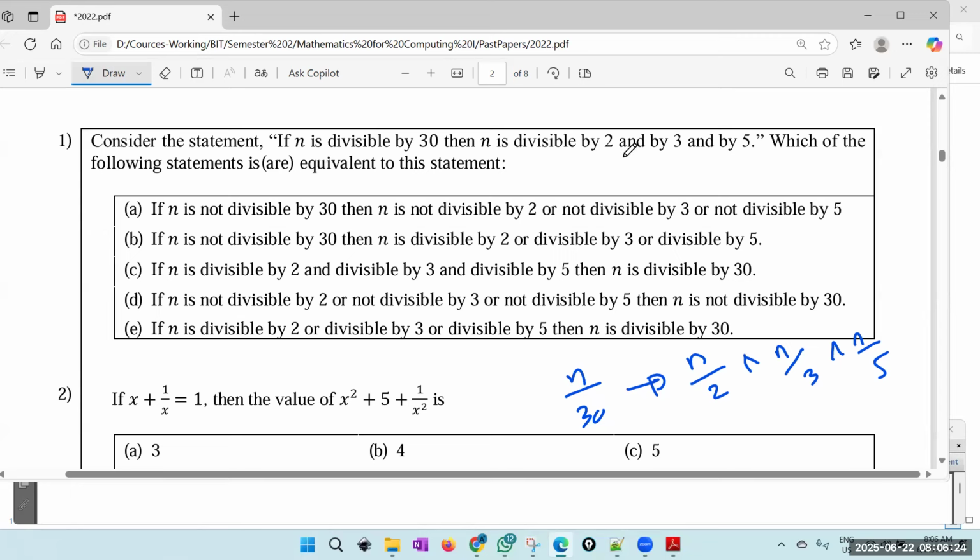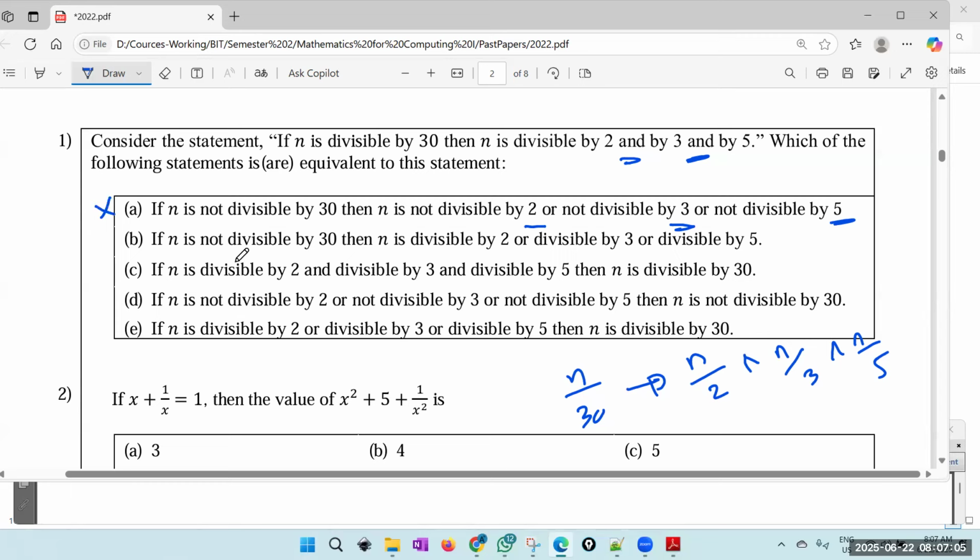So basically this means "and". If n is not divisible by 30, then n is not divisible by 2, not divisible by 3, not divisible by 5. Can we take something like that? Just because n is not divisible by 30, can we say that it is not divisible by the others? No, right? For example, 10 is not divisible by 30, but still it is divisible by 2. So I will say no.